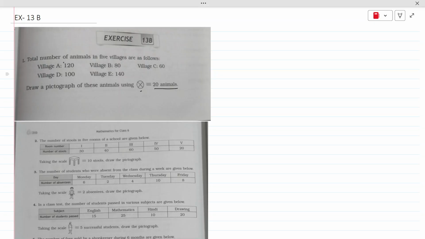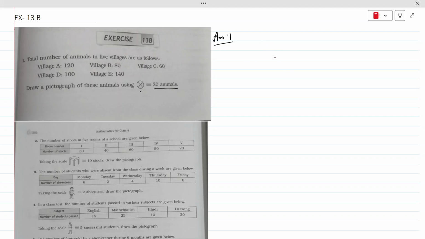It says the total number of animals in the 5 villages, that is A, B, C, D and E, are as follows. And we have to draw a pictograph of these animals using this cross as sign, where one cross picture is equal to 20 animals. So what we have is 5 villages and the data of animals in these 5 villages is given. We have to make a pictograph where we take a scale of one cross figure equal to 20 animals. Okay, so let's start this.